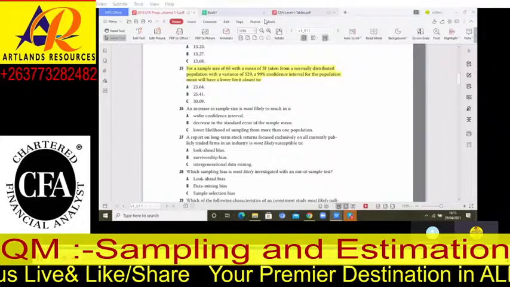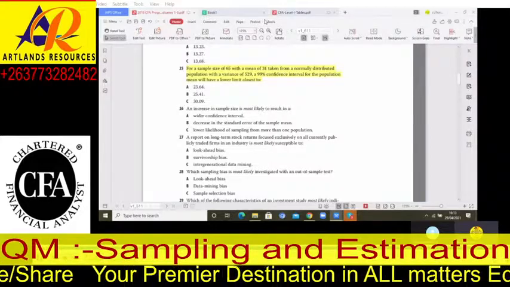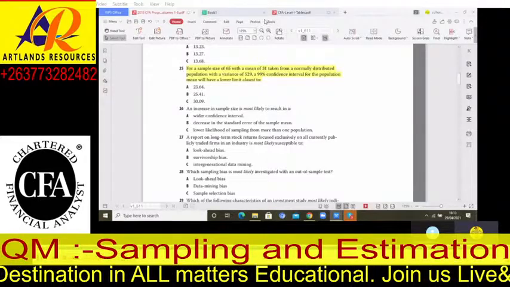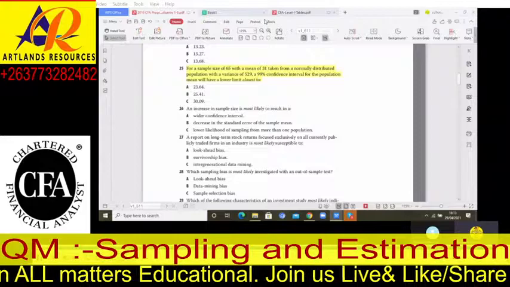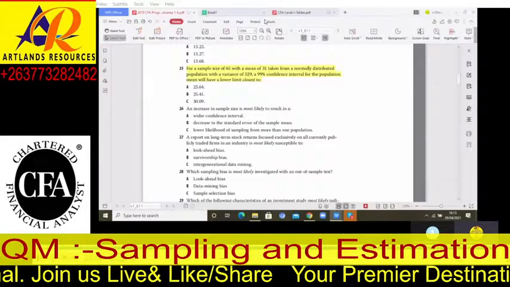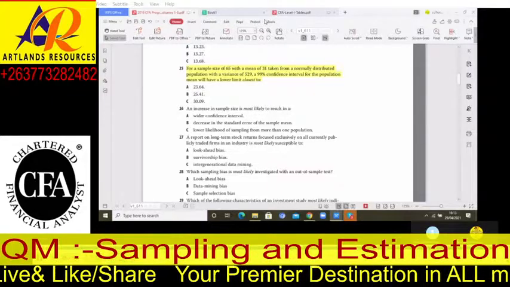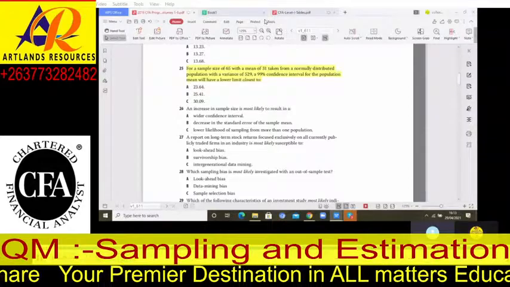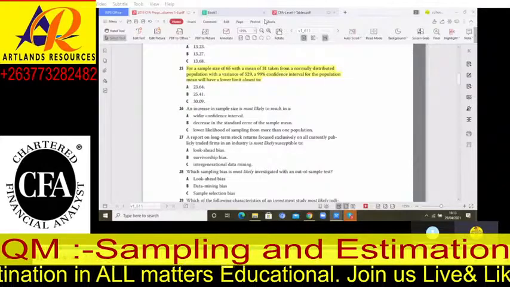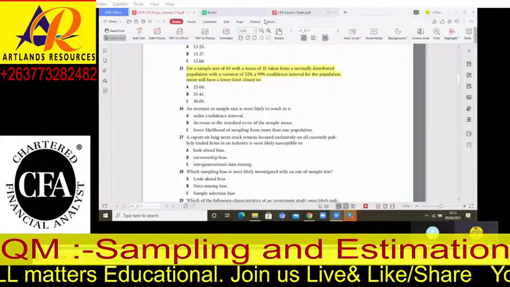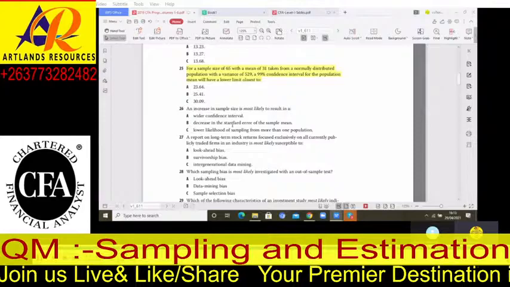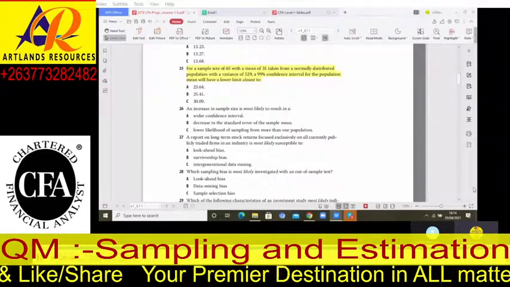Right? Number 27, a report on long-term stock returns focused exclusively on all currently publicly traded firms in an industry is most likely susceptible to. They are carrying out a research which is based on firms which are available. I think survivorship bias. Yes, that's survivorship bias. You are ignoring firms which have since merged, others which have since changed the industry, others which have since ceased the operations.